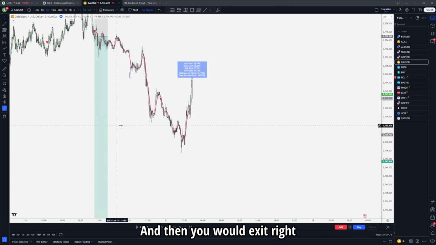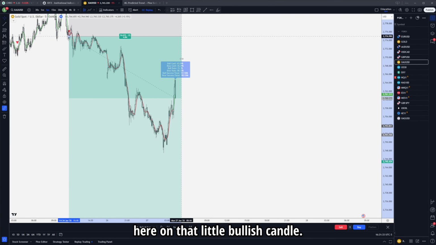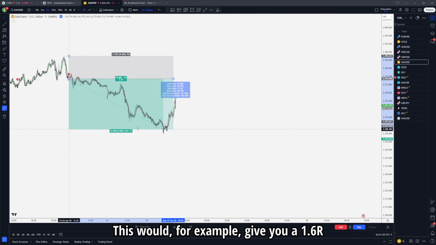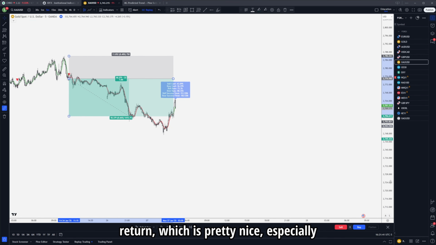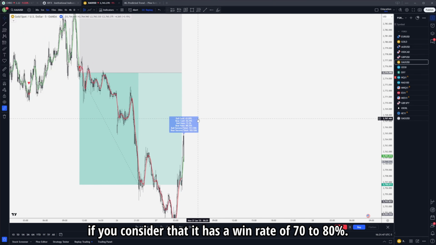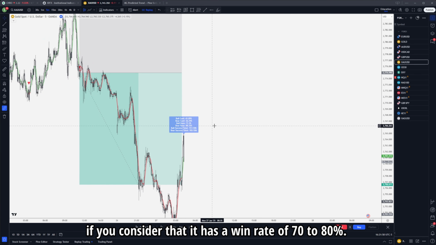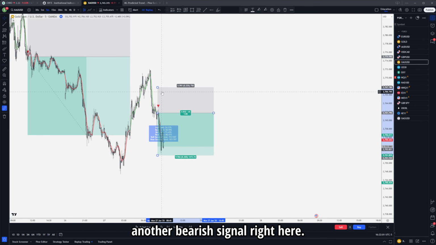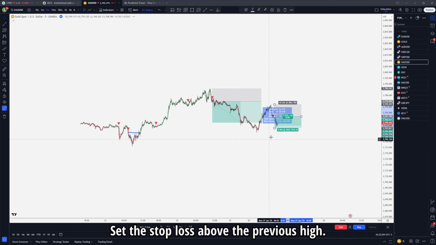And then you would exit right here on that little bullish candle. This would, for example, give you a 1.6R return, which is pretty nice, especially if you consider that it has a win rate of 70 to 80%, right? And then here, once again, you get another bearish signal right here. Set the stop loss above the previous high.